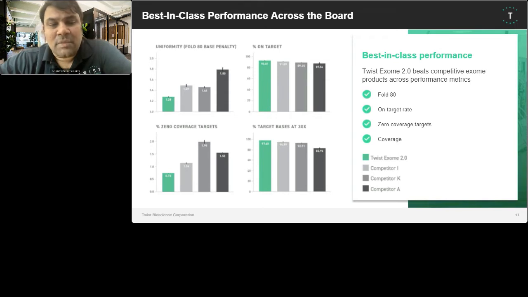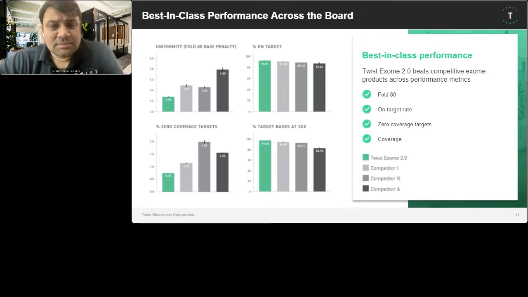Holistically, all three of these metrics, the uniformity, zero target coverage, and on-target rate, reflect how well the target bases are covered at, say, 30x. That's what we are showing up here. Compared to the other vendors, we cover 97.3% of target bases at 30x. So all in all, we have the best performance in the key metrics that we compare when we look at exome performance: fold-80, on-target rate, and coverage.